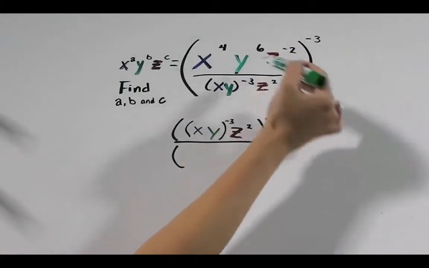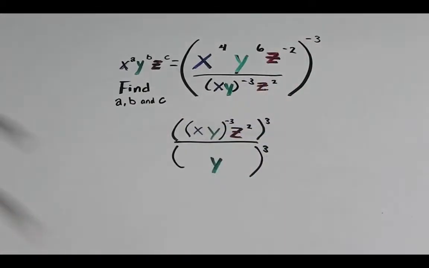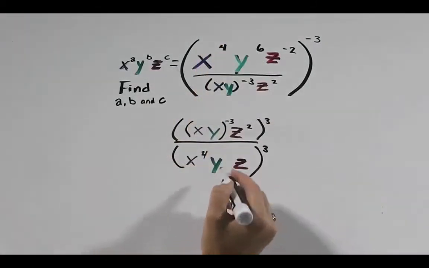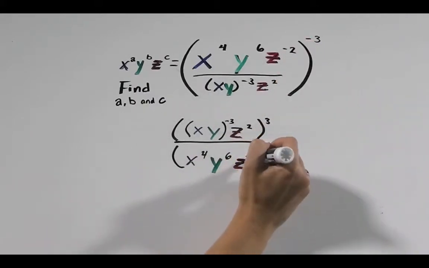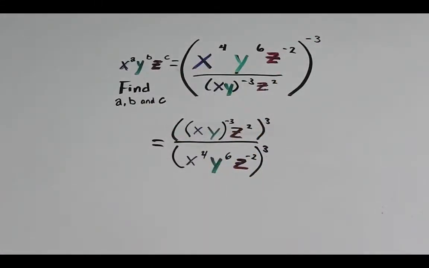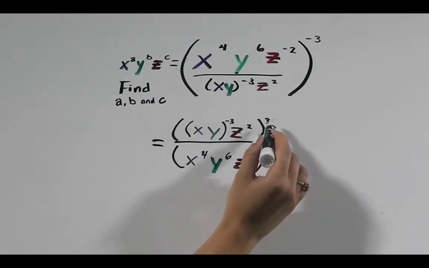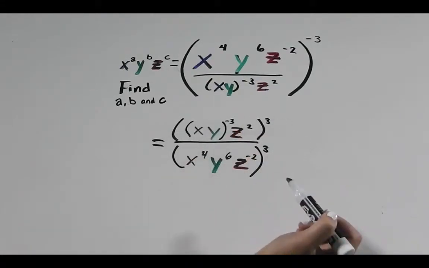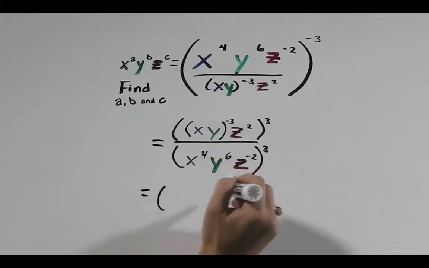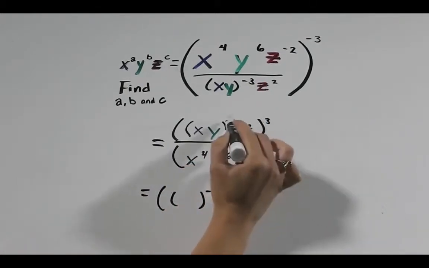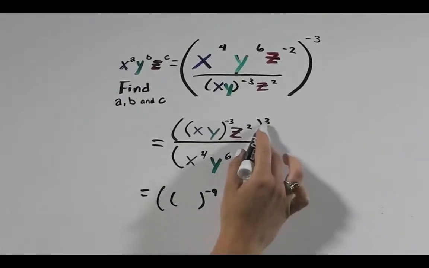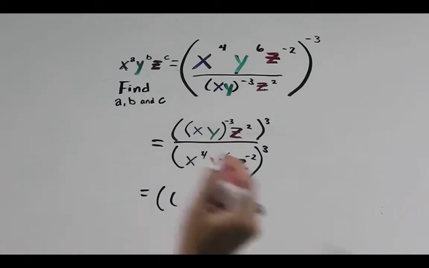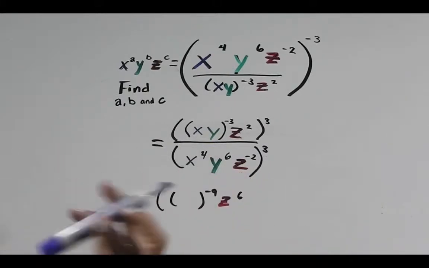Then we're also going to do the same thing with the numerator. So we're going to bring it to the denominator. So that's y, x, z, to the 4th power, to the 6th power, and to the -2 power. And these expressions are equal. So, what happens now that we have this power of 3 on the outside? Well, we're going to multiply every exponent on the inside by 3. So, we end up with -9. 3 times -3 is -9. And 3 times 2 is 6. Let's fill in those exponents, those base values.